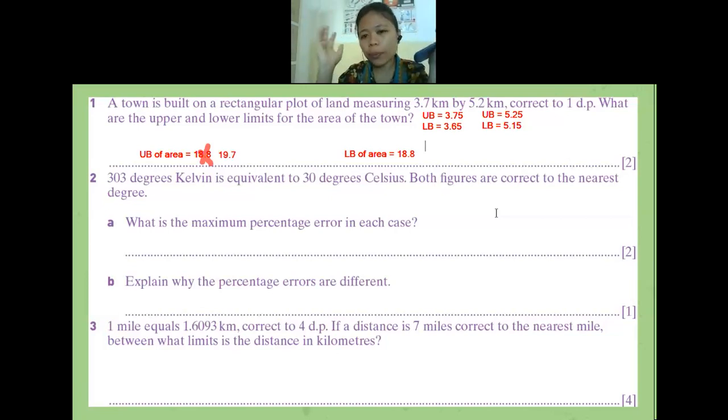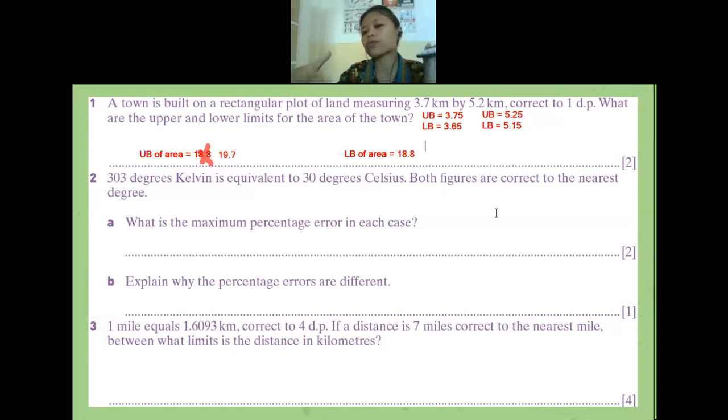I will not repeat finding the upper bound and lower bound because it's always the same. We need to find the number before and the number after, because this is correct to one decimal place. So from 3.7, I need to find 3.8 and also 3.6 first. After that, I need to find the midpoint as the upper bound and lower bound. So the upper bound of 3.7 will be 3.75, and the lower bound will be 3.65.